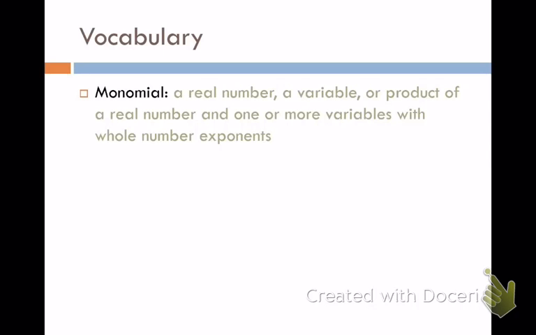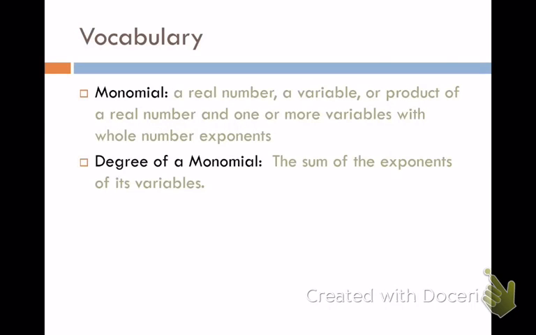What is a monomial? A monomial, mono meaning one, is a real number, a variable, or product of a real number and one or more variables with whole number exponents. Okay, I'll show you some examples in a minute. Every monomial has a degree. The degree of the monomial is simply the sum of the exponents on the variables, right? We don't count exponents on numbers, we count the exponents on variables and add them up.